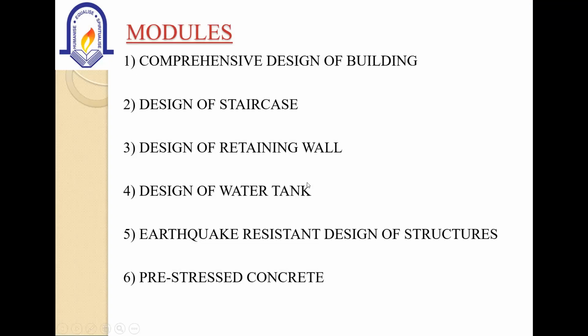So these are the total 6 modules that were there in your DDRCS. Already we had discussed. The first one is your comprehensive design of the building. Then the design of the staircase, design of the retaining wall, design of water tank, and the earthquake resistant design of the structure, as well as the pre-stressed concrete. So these are the total 6 modules that we are going to study in design and drawing of reinforced concrete structures.